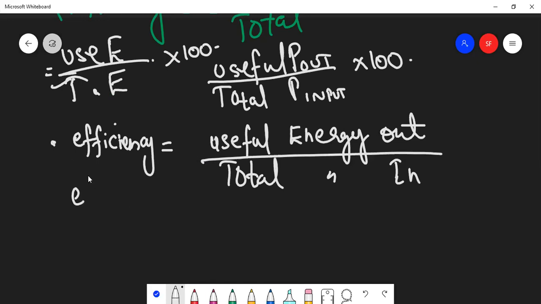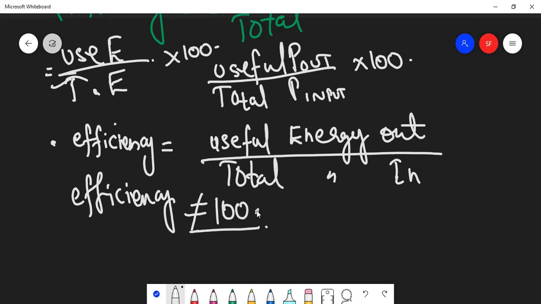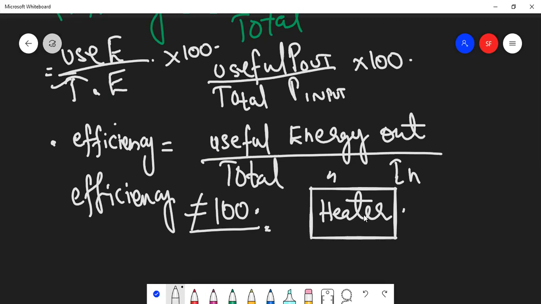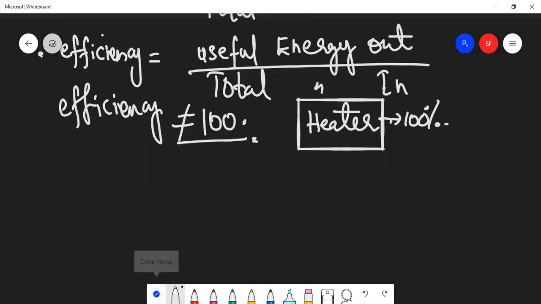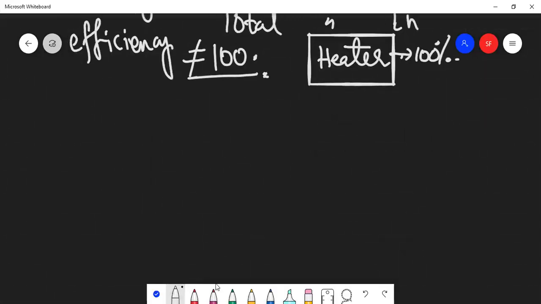And by the way, efficiency is usually never 100. Most of the time the efficiency is never 100. But there is one case in which it can become 100, and that is in the case of an electrical heater. In the case of a heater, the efficiency can become 100% as well. Why? Any idea? Because it is heat. Yeah, so what? Heat is what is needed. Heat is needed for what? For the heating. Yeah, so no energy is wasted actually. All of it is used up.